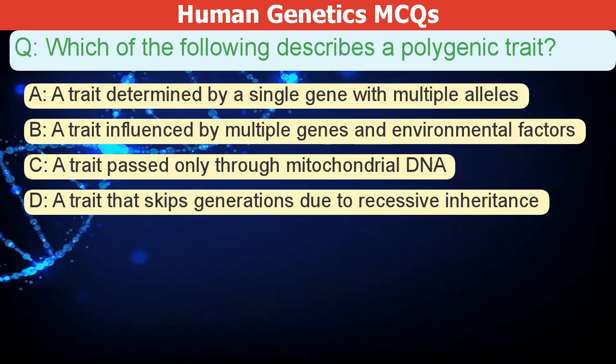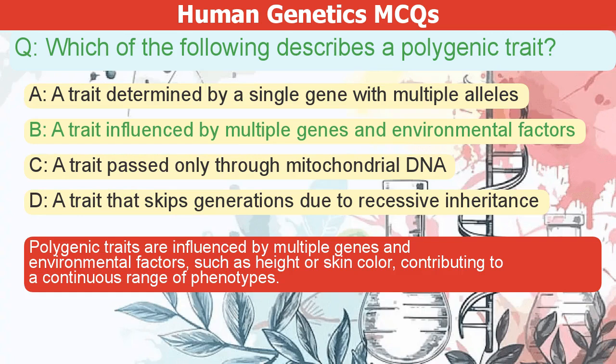Which of the following describes a polygenic trait? A. A trait determined by a single gene with multiple alleles. B. A trait influenced by multiple genes and environmental factors. C. A trait passed only through mitochondrial DNA. D. A trait that skips generations due to recessive inheritance. The correct answer is B. Polygenic traits are influenced by multiple genes and environmental factors, such as height or skin color, contributing to a continuous range of phenotypes.